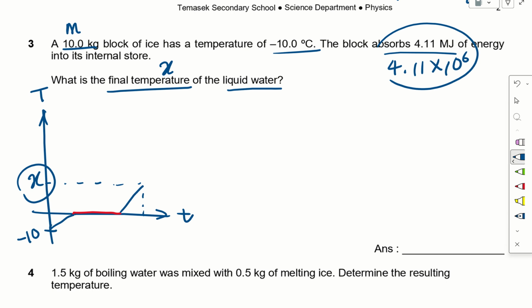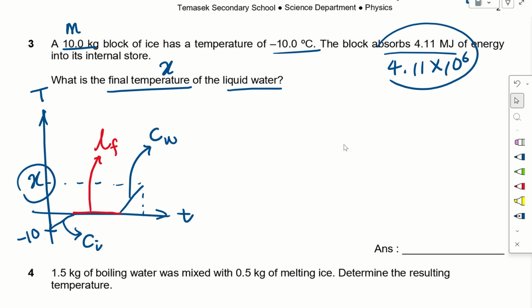So there will be 3 stages of calculation. The first one is when the temperature of the ice increases, when the temperature of ice changes, so I'll be using c ice. Then after the temperature increases until 0 degrees, the ice will start to melt. So over here, I'll be using specific latent heat of fusion, which is when the solid changes to liquid. Once all the ice has melted to become liquid water, then I'll be using c w.